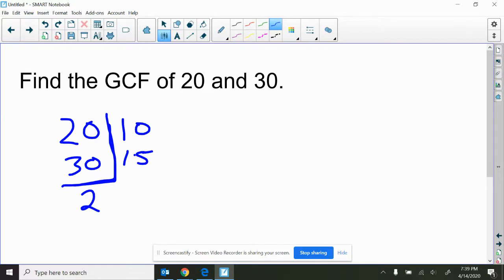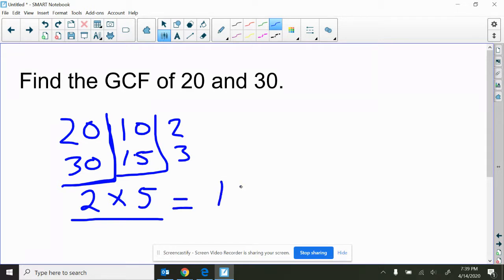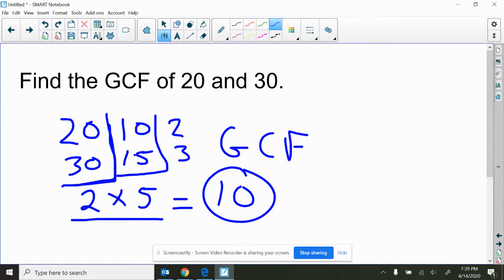Well, now I know 2 doesn't go in here now, but I know 5 does. So we divide both by 5, and I end up with 2 and a 3. Now there's nothing else left besides 1 that goes into 2 and 3. So my final step is, I'll look at these numbers that I divided out, 2 and 5, and we multiply them together. 2 times 5 equals 10. 10 is the GCF. 10 is the largest number that goes into both 20 and 30.